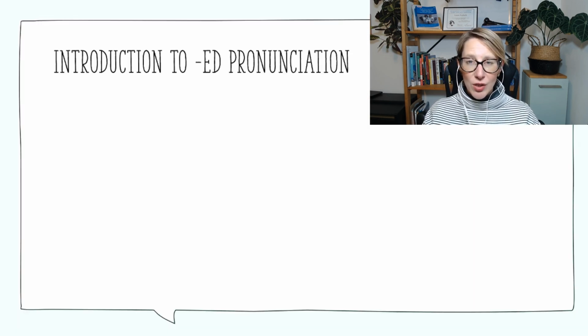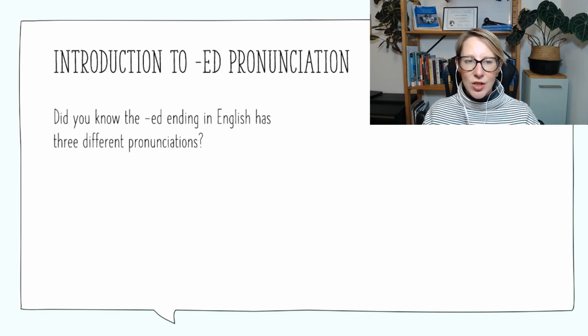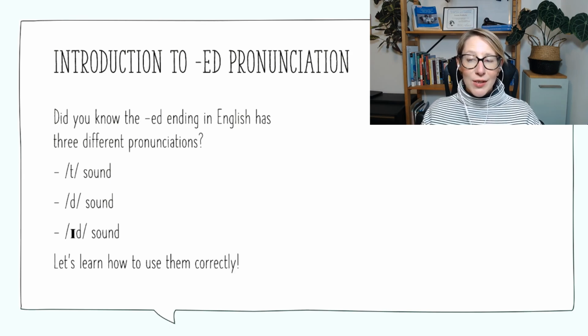Let's have a quick introduction to the topic. In English, the ED ending is used to form the past tense and past participles of regular verbs. But did you know that the ED ending is not always pronounced in the same way? In fact, there are 3 different pronunciations. We've got the t sound, the d sound, and the id sound. Don't worry, it's not as complicated as it sounds, so let's break it down. Let's learn how to use them correctly.